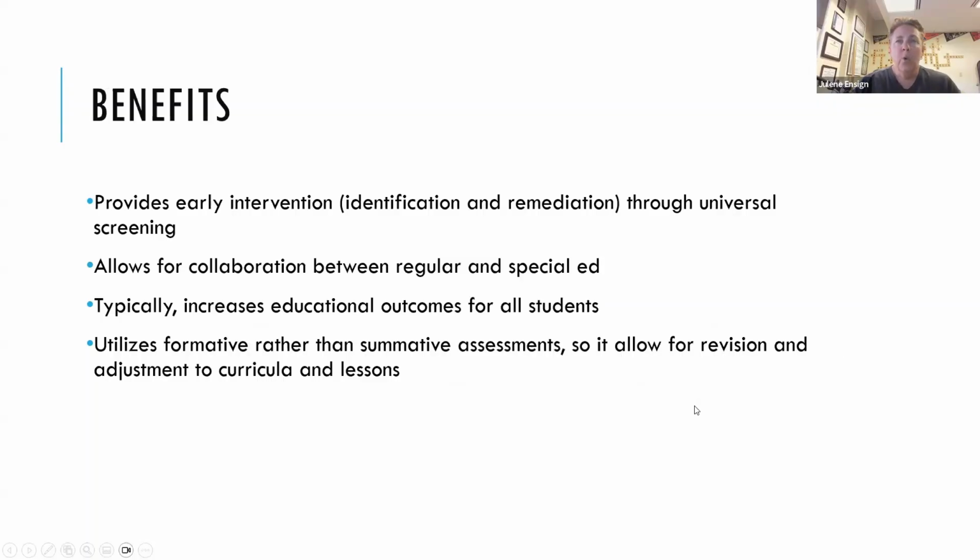So the benefits. When we use systems like this, there's early intervention because there's screening and things like that. So it helps identify students who are at risk, and then puts resources in place that help with whatever issues have been identified. So they're getting early intervention. It also allows for collaborative help, sort of a synergy between regular and SPED resources. And it typically means that students have more success.